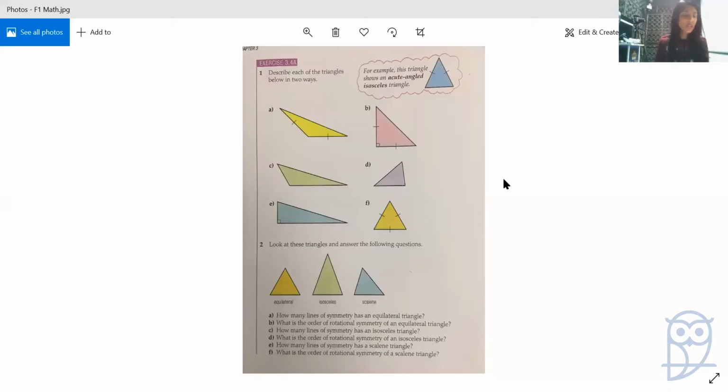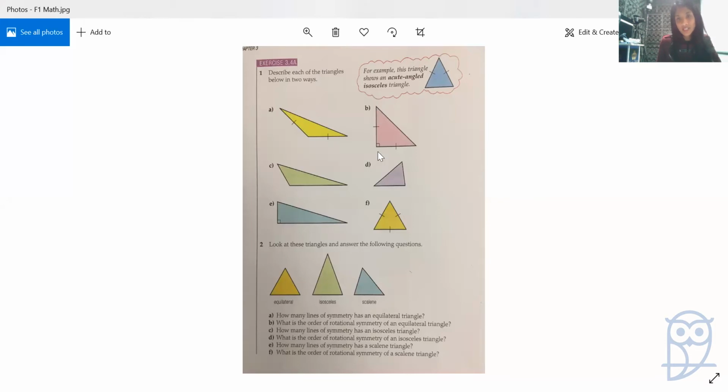Okay, so let's look at this worksheet together. It asks us to describe each of these triangles below in two ways. So let's look at the first triangle. Automatically, we know this is an isosceles triangle, and what do we know about an isosceles triangle? Two sides of equal length, and the opposite angles are equal too. So that's what we know about an isosceles triangle.